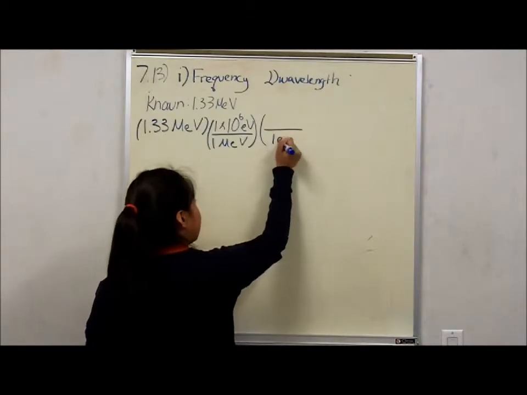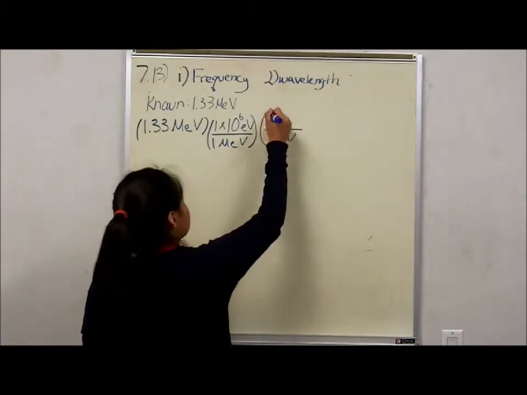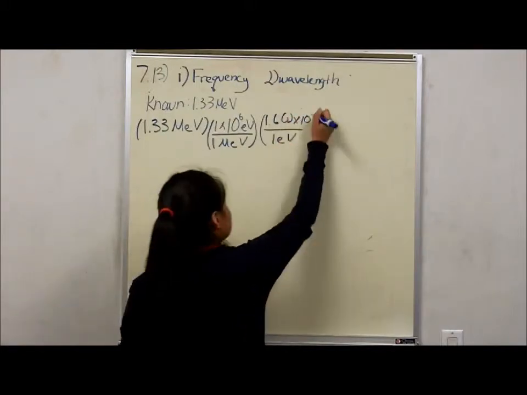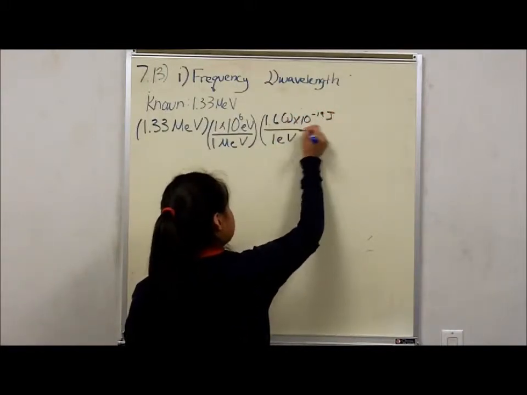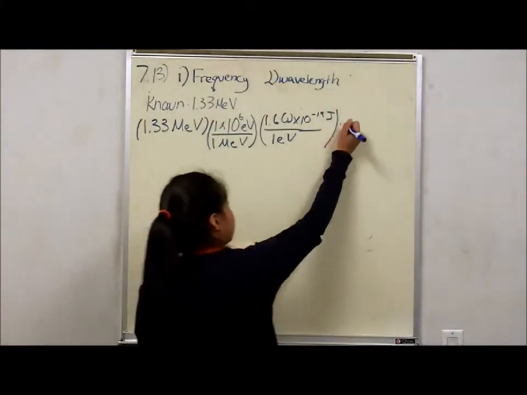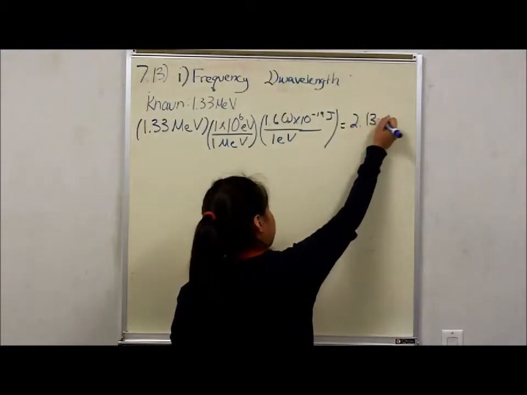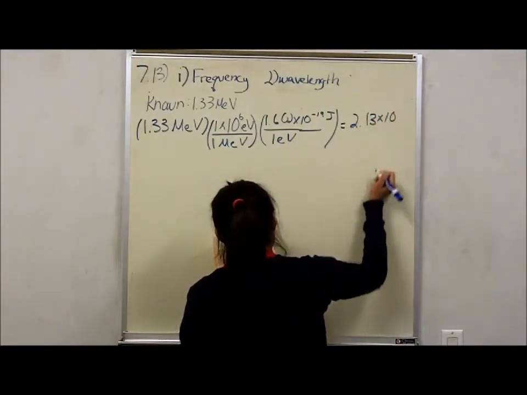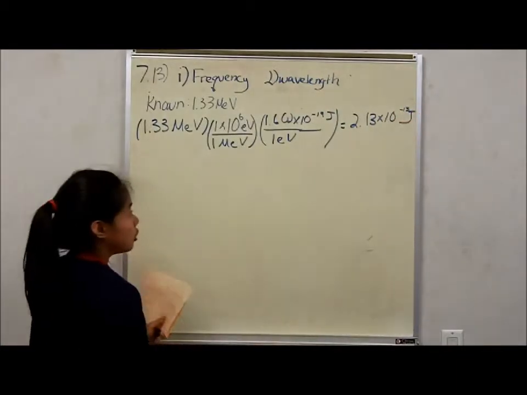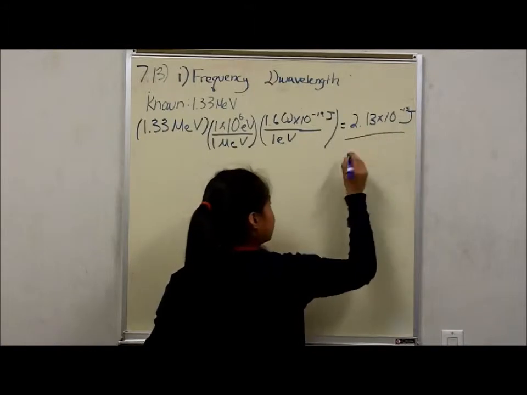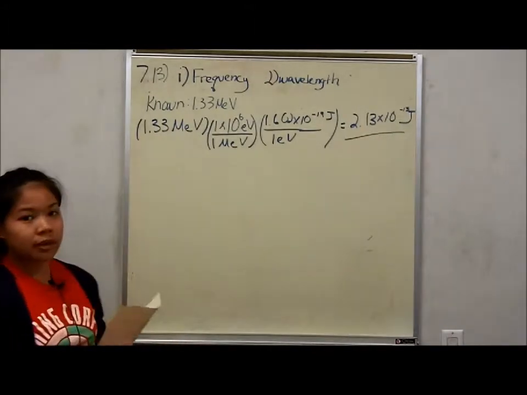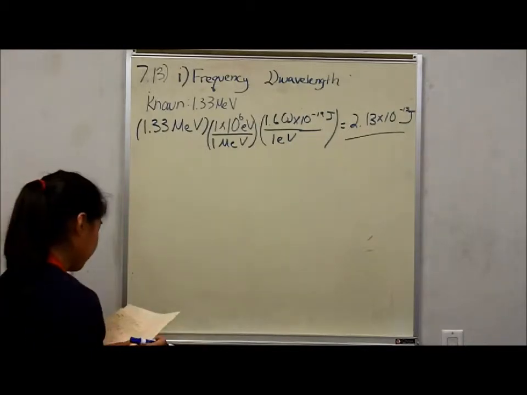So 1 eV equals 1.602 multiplied by 10 to the negative 19 joules. Once you convert all that out, you get 2.13 multiplied by 10 to the negative 13 joules. You're going to use this energy number throughout. So what we're going to do now is try to find the frequency for this problem.